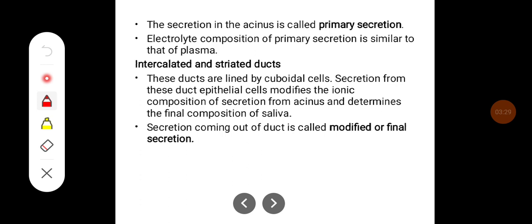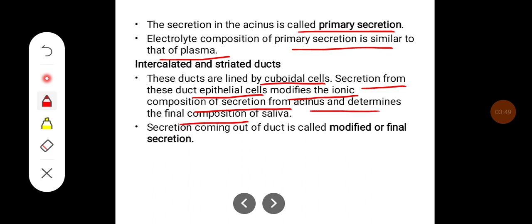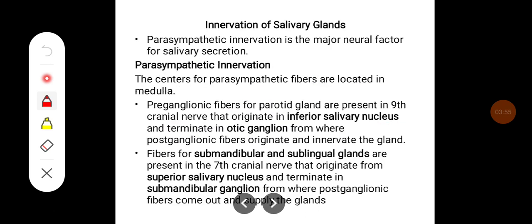The secretion in the acinus is called primary secretion. The electrolyte composition of primary secretion is similar to that of plasma. The intercalated and striated ducts are lined by cuboidal cells. Secretion from these duct epithelial cells modifies the ionic composition of the secretion from the acinus and determines the final composition of saliva. Secretion coming out of the duct is called modified or final secretion.